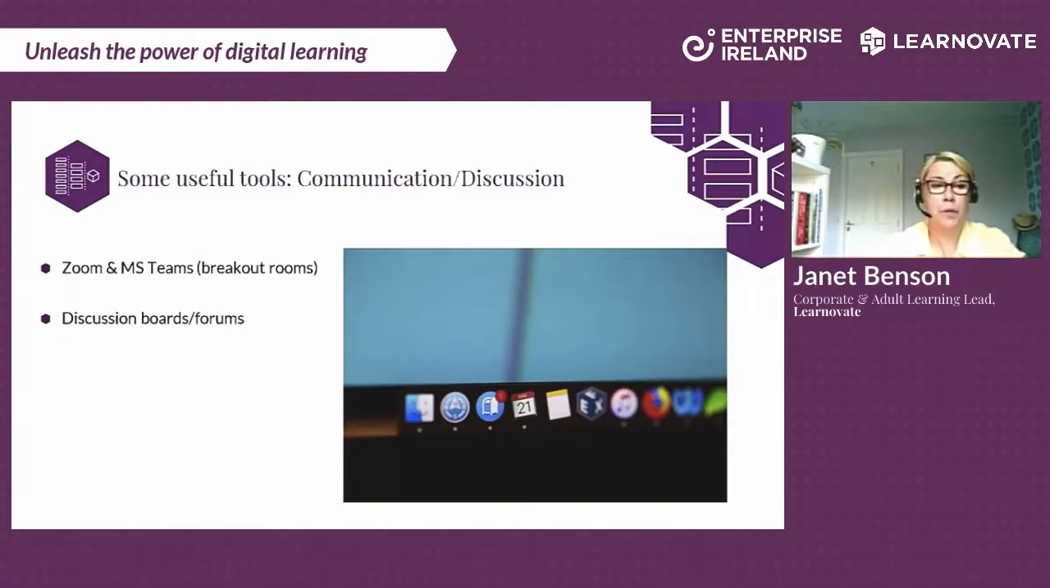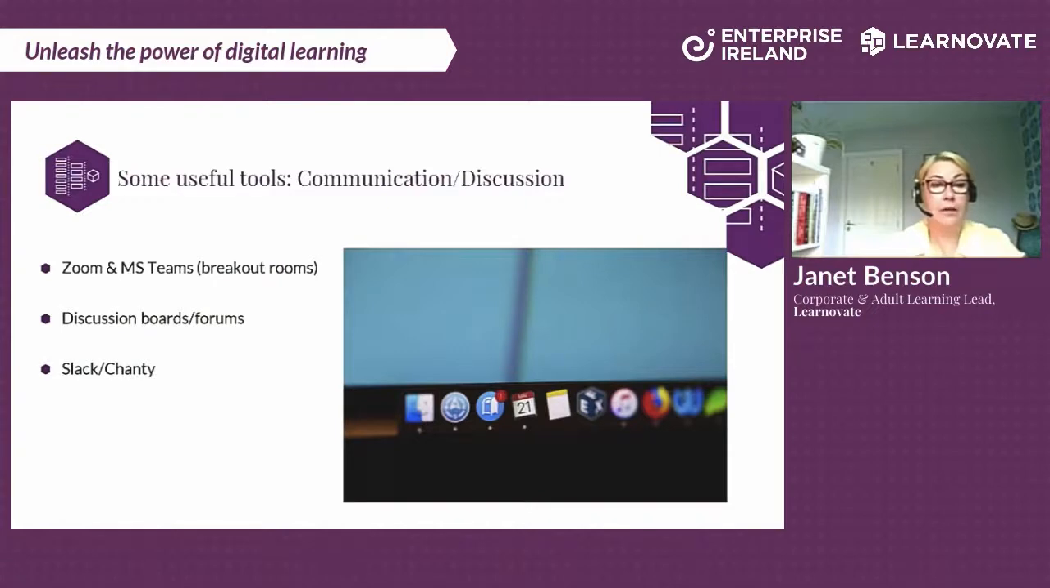Discussion boards and forums are also really good for asynchronous discussion, getting people asking questions and engaging with each other. For example, some learning management systems actually have discussion boards or forums on them. If you're using something like Moodle, there's a really good discussion board there where you can ask questions and get people to answer and engage with each other, which is really useful.